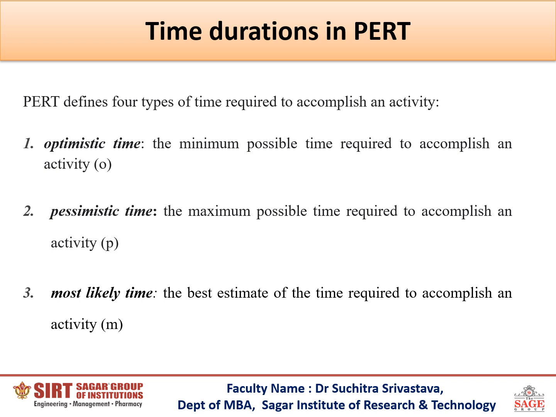The third is the most likely time. This is the best estimate of time required to accomplish an activity. It is denoted by small m. Now, the most likely time lies between the optimistic time and the pessimistic time. Please note, the optimistic time is the least time, the pessimistic time is the maximum time, and the most likely time lies in between these two extremes of time.